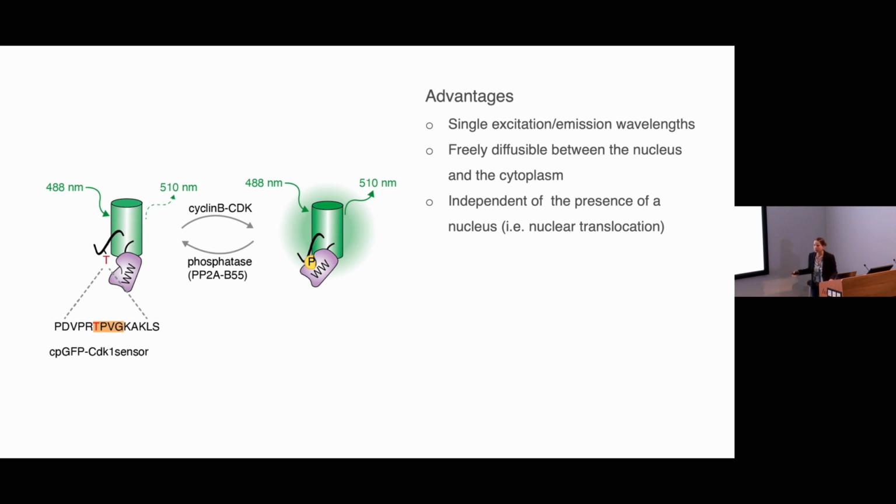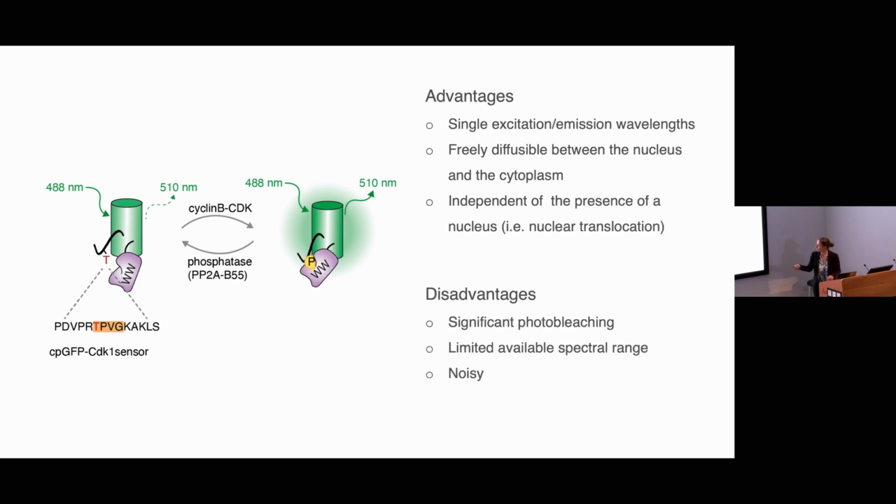However, we were still not quite satisfied with this because what you couldn't see so far is that we have significant photobleaching. So we actually have to massage this data quite a bit to get these oscillations out of them. We were limited in the spectral range. These circularly permuted fluorescent proteins work really well in the green range, not so much if you want to go into yellow and red. And they are still quite noisy.